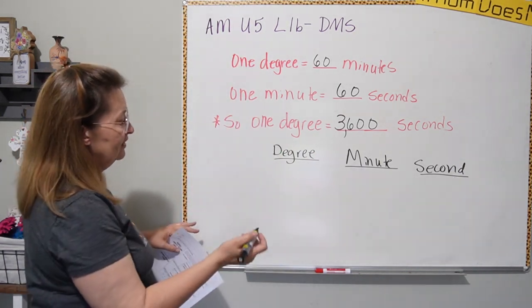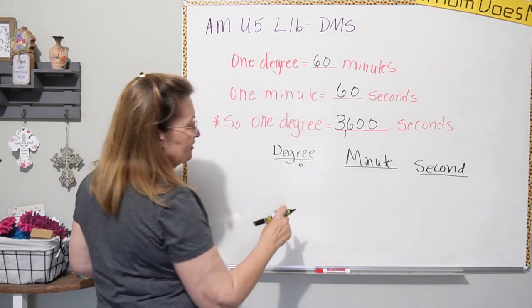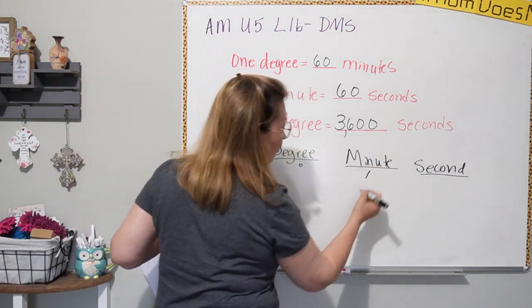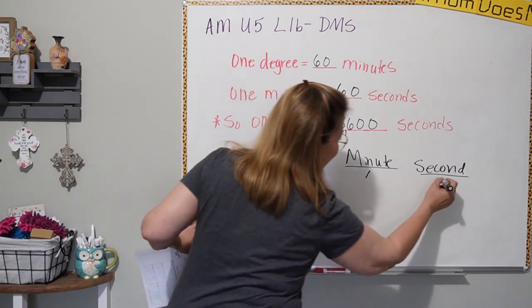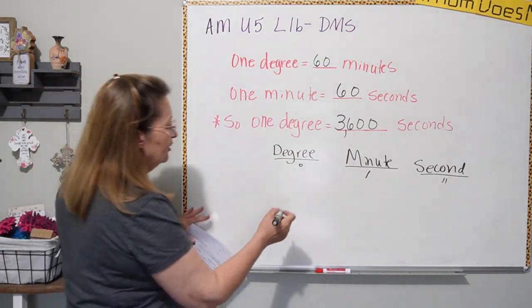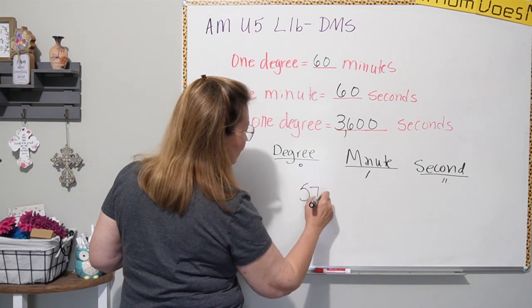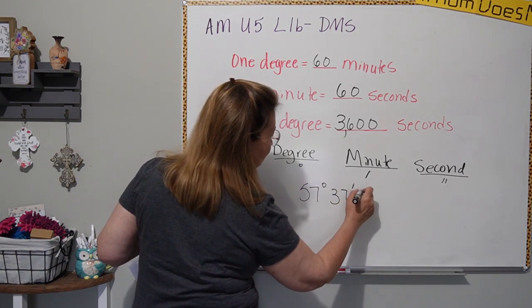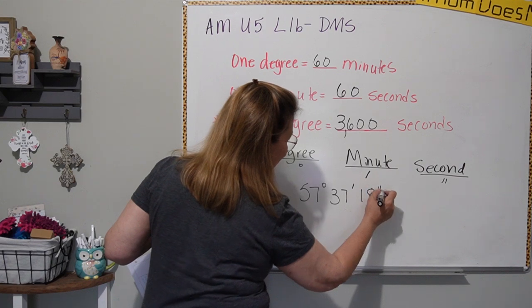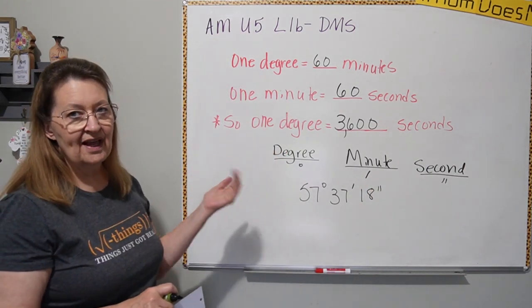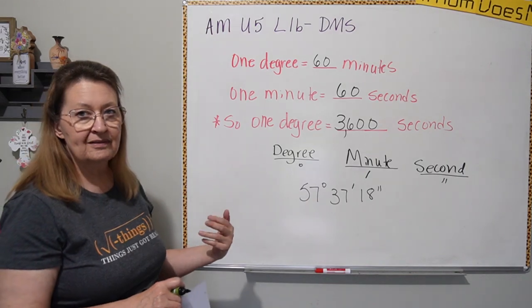Okay, symbolism now. A degree is the little circle up above the number. A minute is 1 hash mark, and a second is 2. So if I wanted to write a degree measure, let's say 57 degrees and 37 minutes and 18 seconds. See, that would be a lot more precise than just saying 57 degrees.